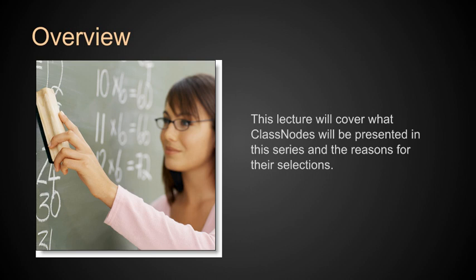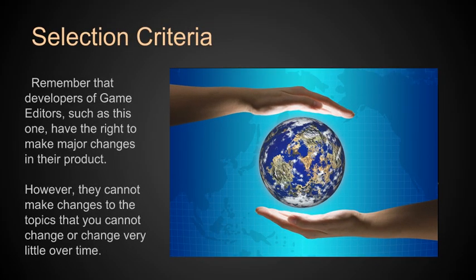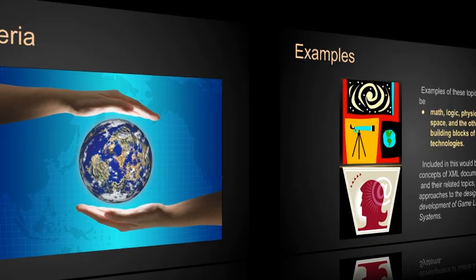If you recall, we talked about in the previous lecture all the different class nodes that were available and all the different nodes that were available on top of that. So what we're going to talk about is the selection criteria that we've used. We have to remember that developers of game editors, such as this one, Cry Technologies, have the right to make major changes in their product, especially with this one where they allow people to use it for free for non-commercial purposes, which is wonderful. However, they cannot make changes to the topics that you cannot change or change very little over time. So let's see what those topics are.